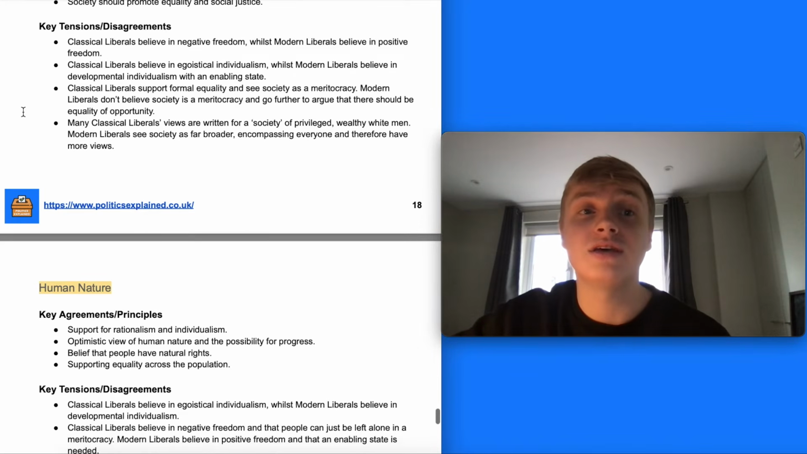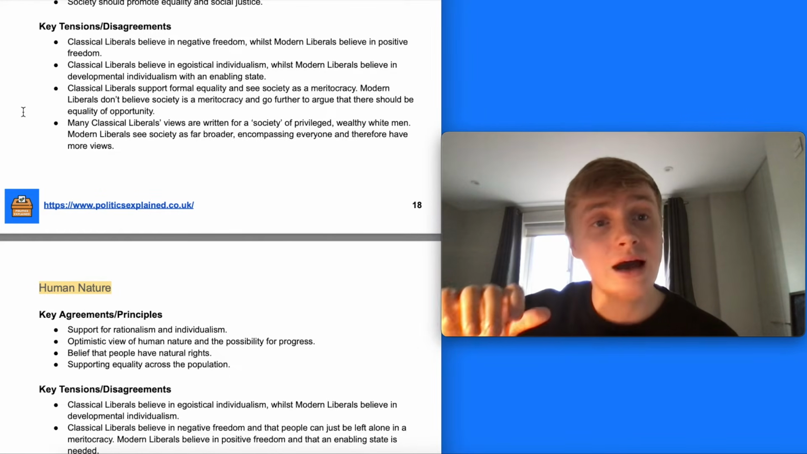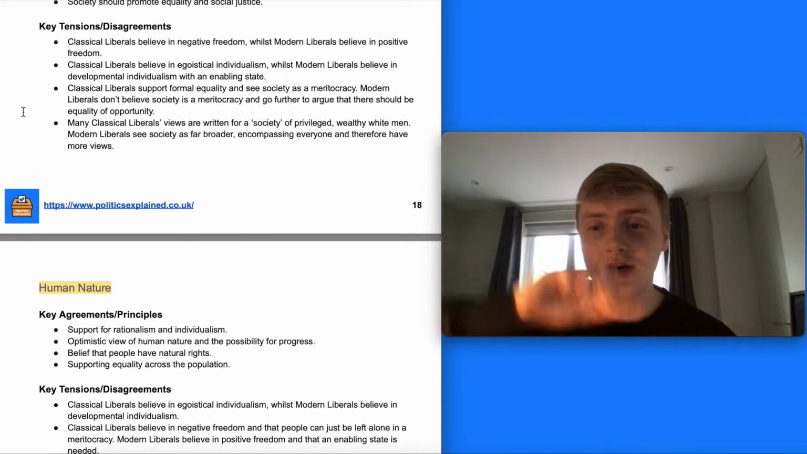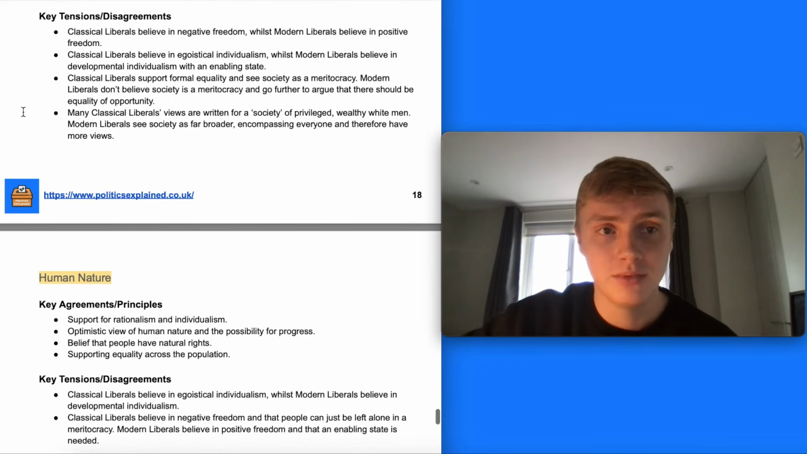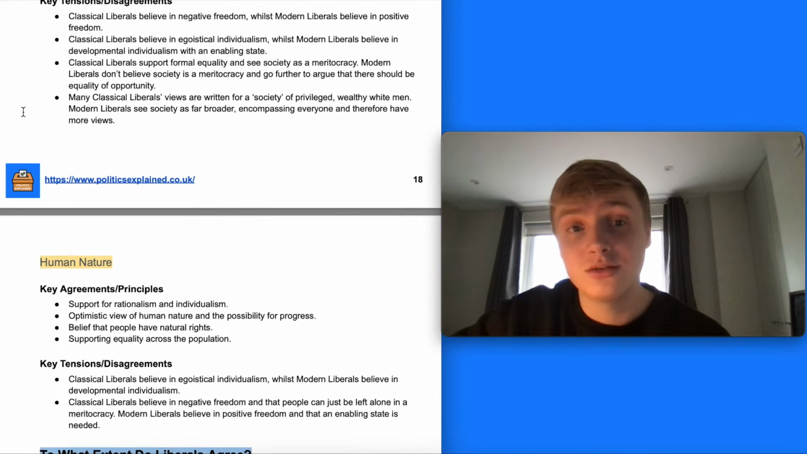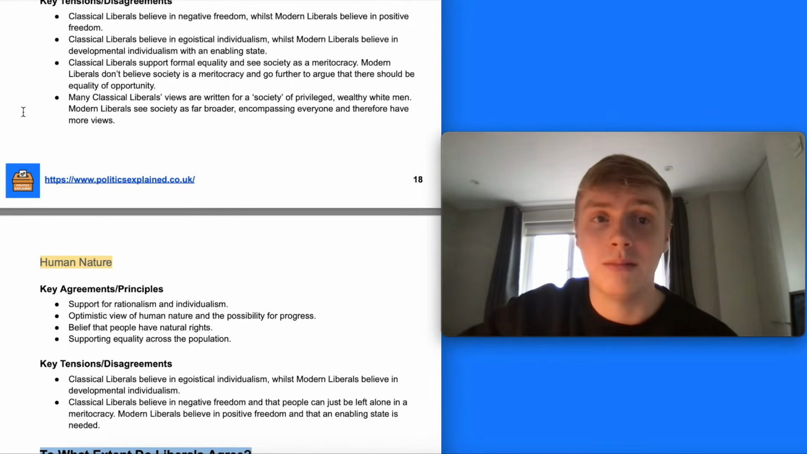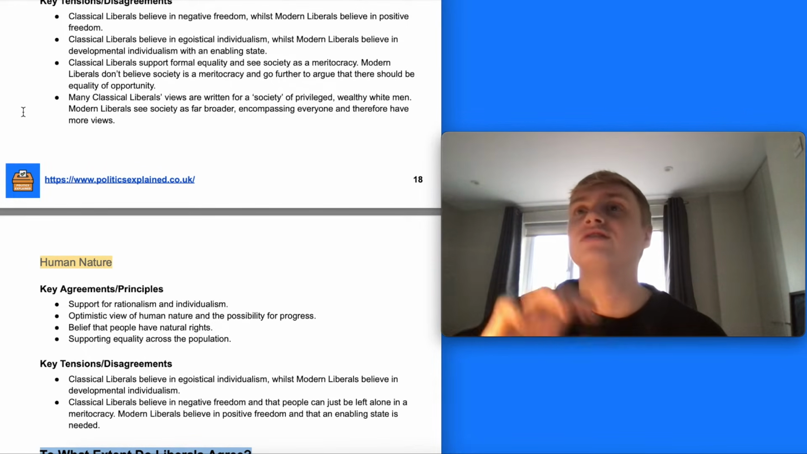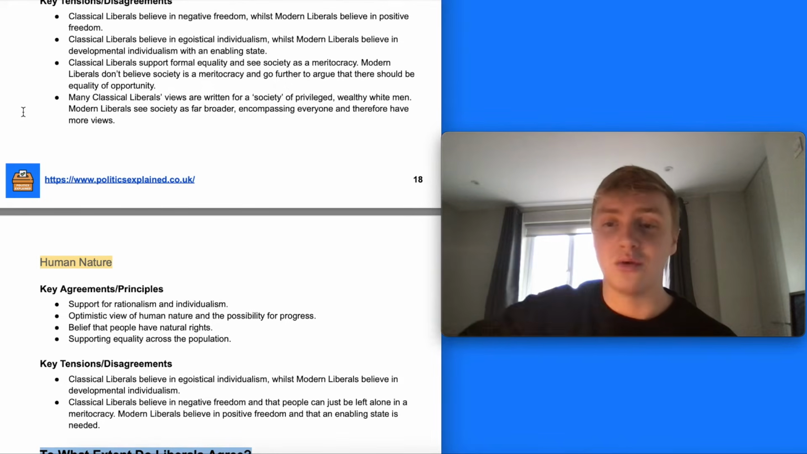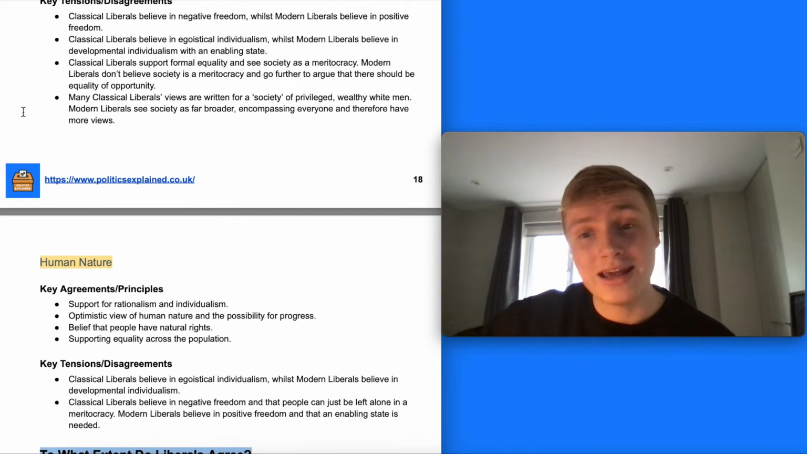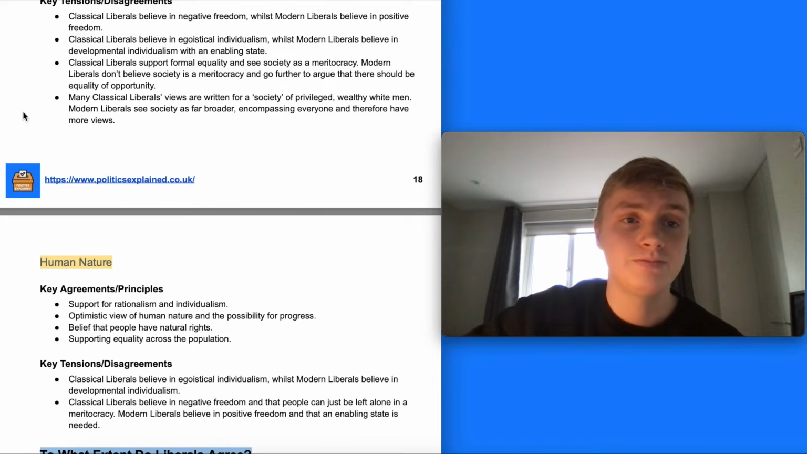So these are the tensions and disagreements now: classical liberals believe in negative freedom compared to modern liberals believing in positive freedom. Classical liberals believe in egoistical individualism, versus modern liberals believing in developmental individualism, though I'll argue that the difference between egoistical and developmental individualism isn't as great as the difference between negative and positive liberty.